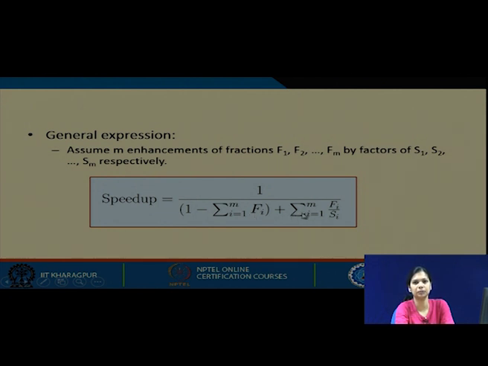How many enhancements there are, that many Fi will come here, plus the summation of Fi divided by Si. So, this is the general expression of speedup when multiple enhancements are taken into consideration.